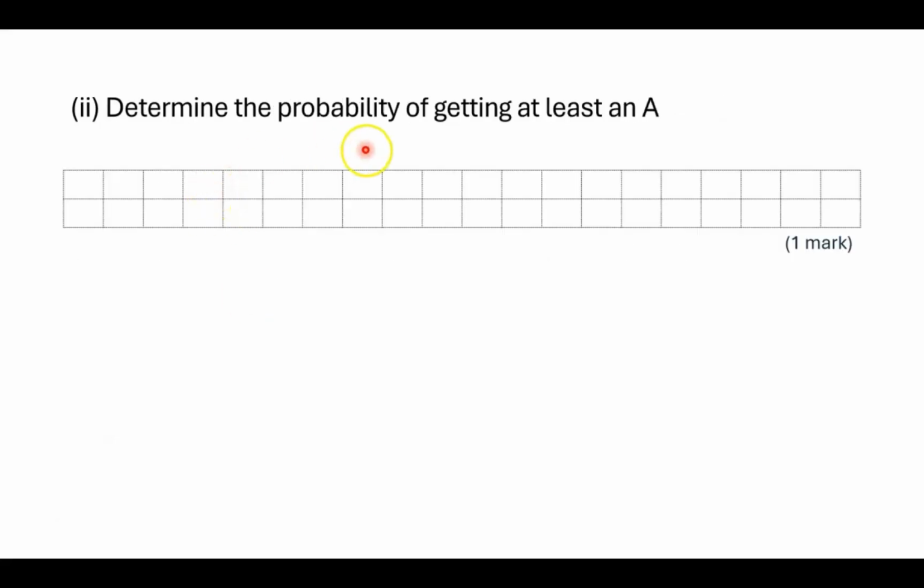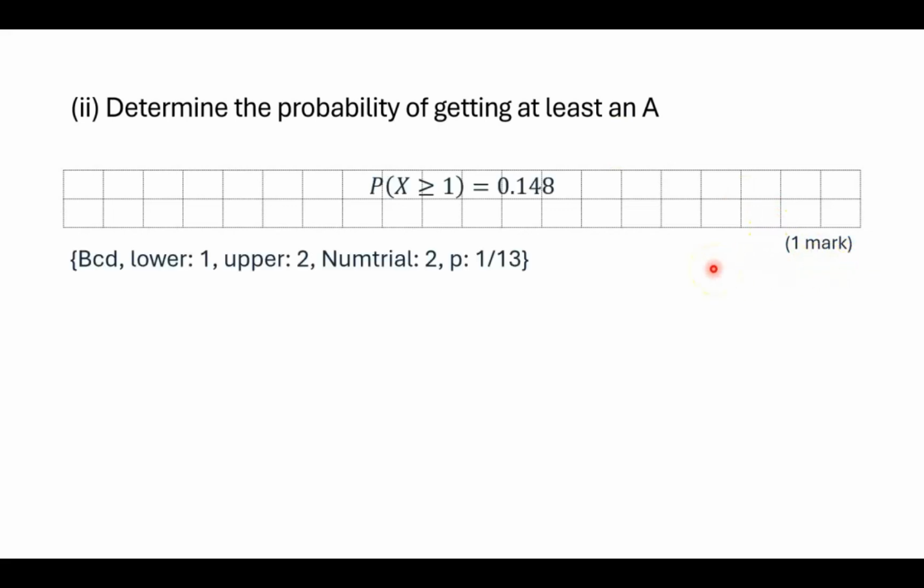Next question. Determine the probability of getting at least an ace. This is also 1 mark, so you basically just use a calculator and you can get this. So it's the probability of X, the number of aces, being greater than or equal to 1. So at least an A, 1 ace or 2 aces. To calculate this probability is very easy because it's a binomial distribution. You just go to BCD. Lower bound is just 1 because at least 1 ace, and the upper bound is 2 because you only have 2 cards. Number of trials n is 2 and then p is 1/13. After you plug all these numbers in your calculator, you will get this.